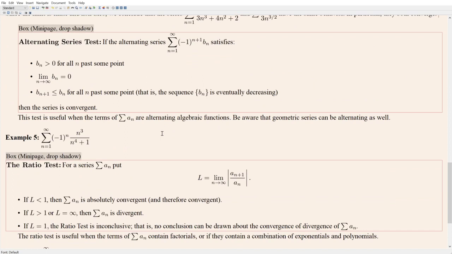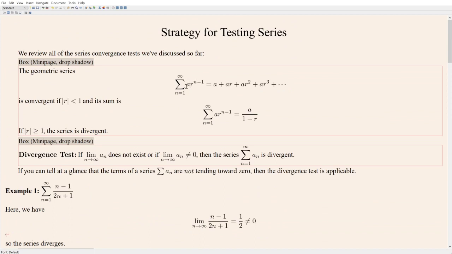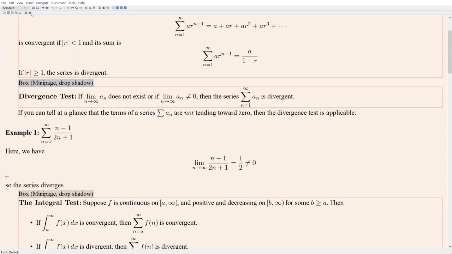Alternating series test. So again, it's pretty obvious when this one is going to be useful. It's when you have an alternating series. However, I should note that there are a couple cases in which you have an alternating series where a different test is actually going to be more convenient. For instance, it's possible to have a geometric series where r is negative, because if r is negative, then it's going to end up being alternating. But it's geometric, which means you should use the facts about geometric series to evaluate it.